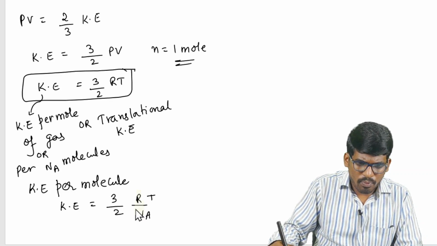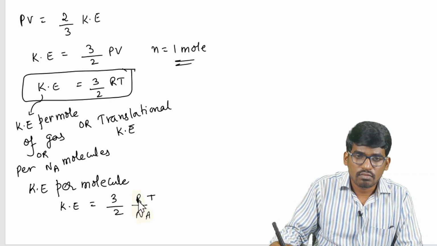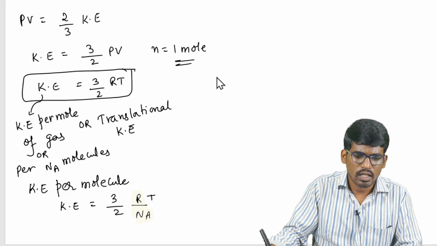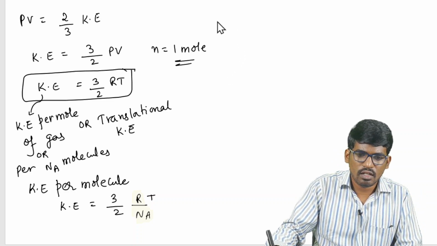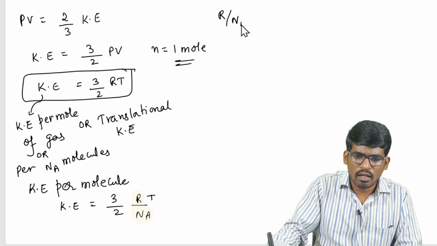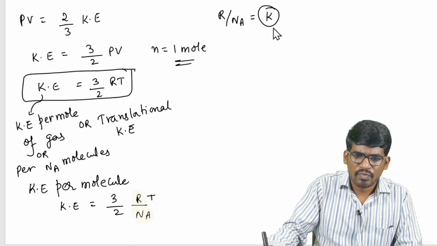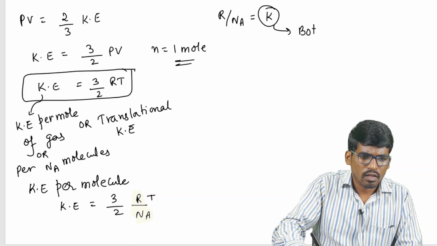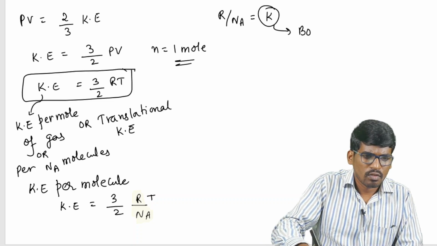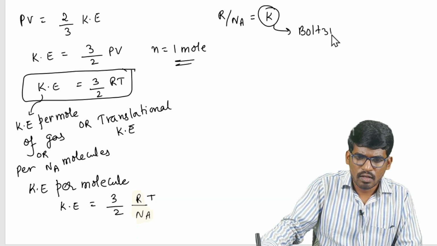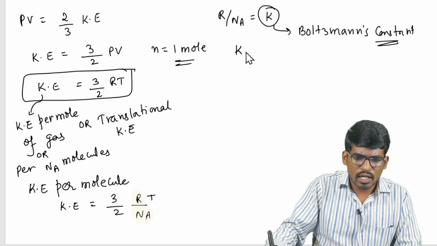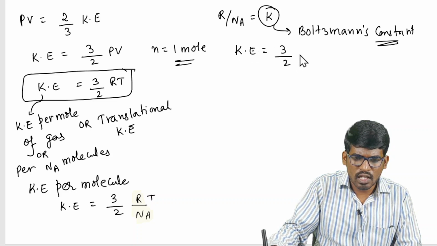But this R upon Na, R is a constant. You are familiar with it, based on the ideal gas equation, R is the universal gas constant. Na is the Avogadro number, also a constant. So R upon Na is another constant, which is called K. And this K is called Boltzmann's constant. That's very important. So I can write this as KE is equal to 3 by 2 KT.